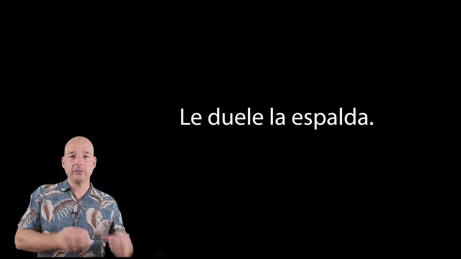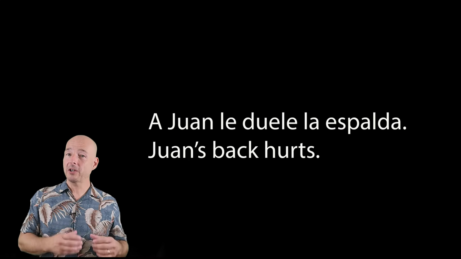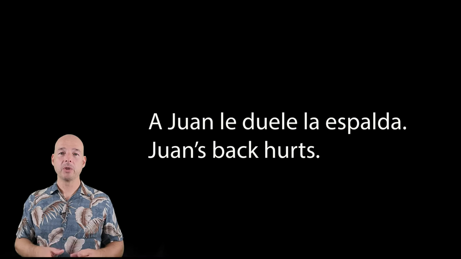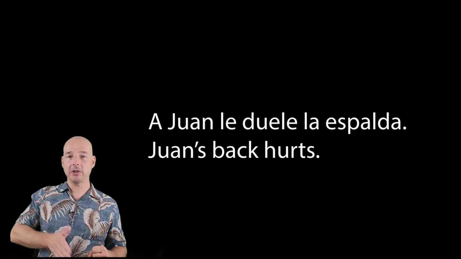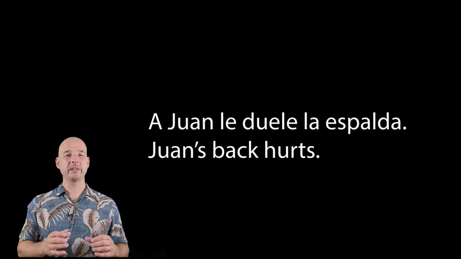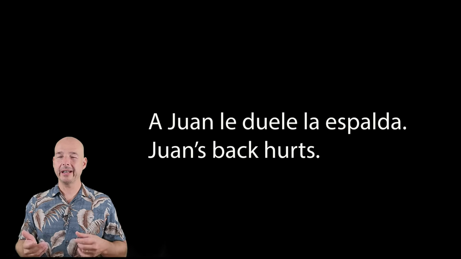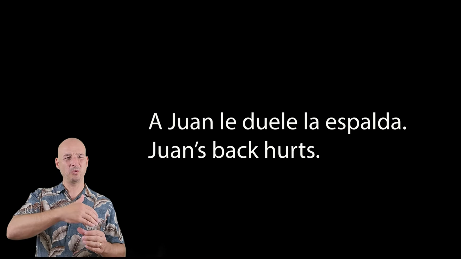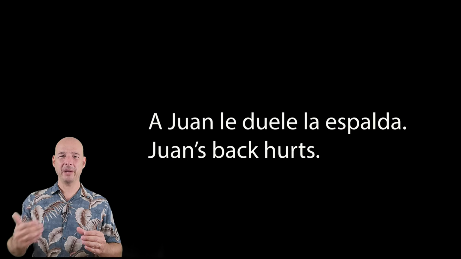But if we leave on the first part, we know whose back hurts, right? "A Juan le duele la espalda." To Juan, the back hurts. That's what this literally says. Now, normally if we didn't have the part in parentheses, we would translate the le as "to him, the back hurts." But here we have "to Juan" and then "to him, the back hurts."